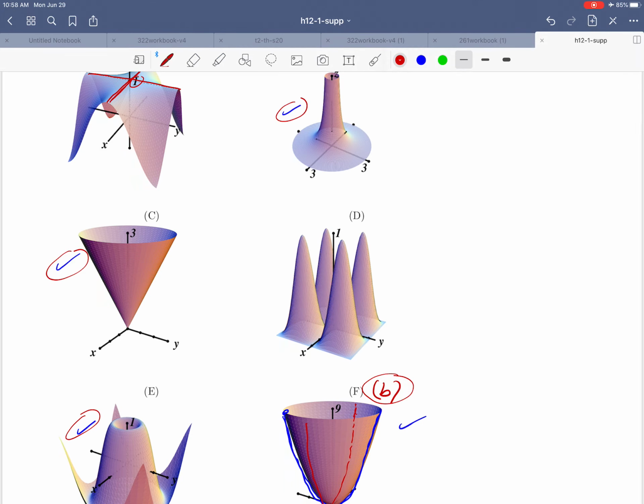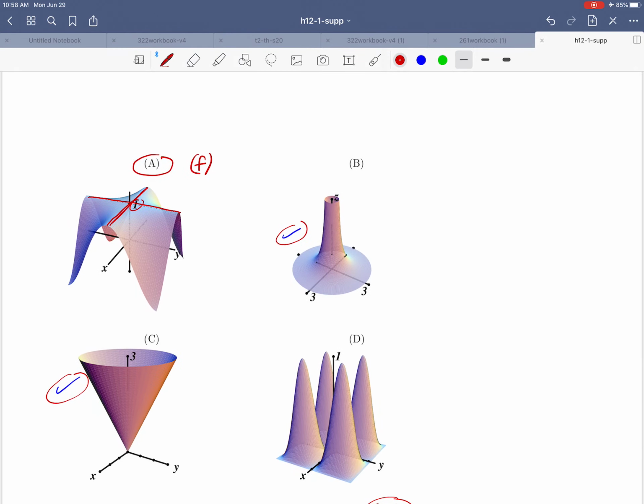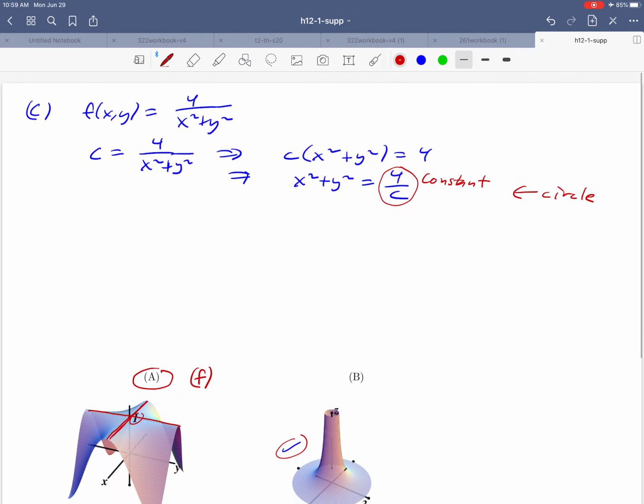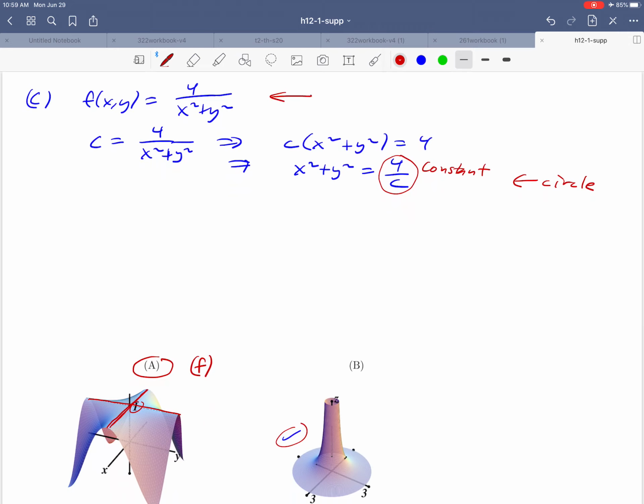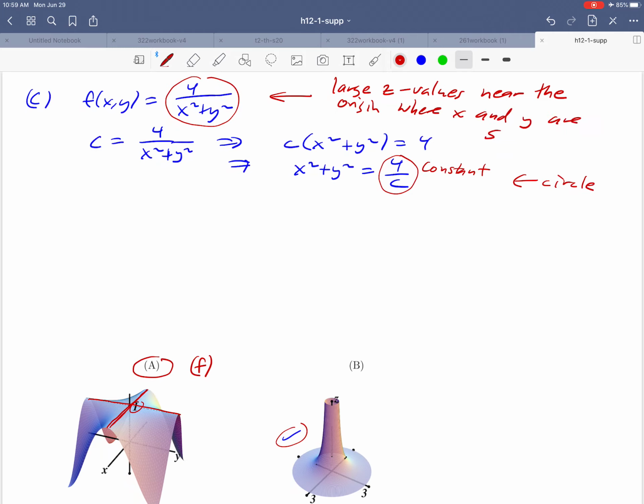Which of those 3 might it be? Well, there are different ways to come to this conclusion, but one way is to just notice the general behavior of our function. Notice that this fraction is going to be large when x and y are small because of the fact that the smaller the denominator is, the bigger the fraction is. So let me try to put that into words this way. We're going to get large z values near the origin, because that denominator is small.